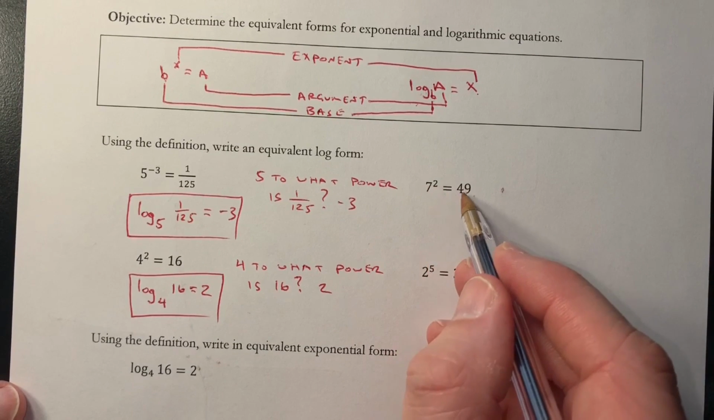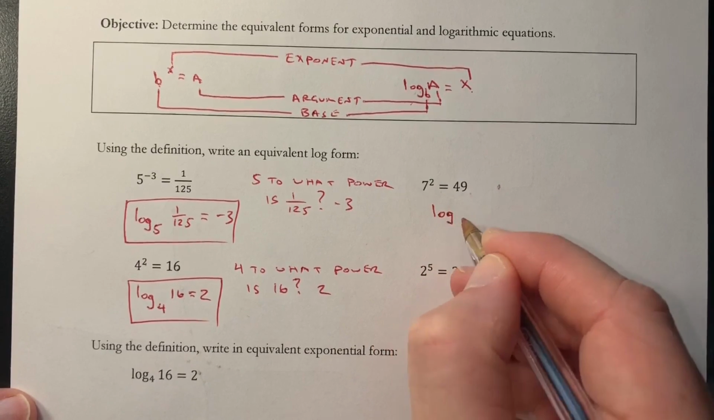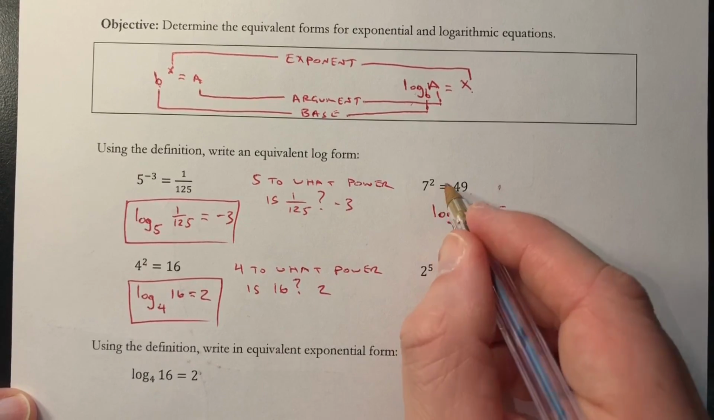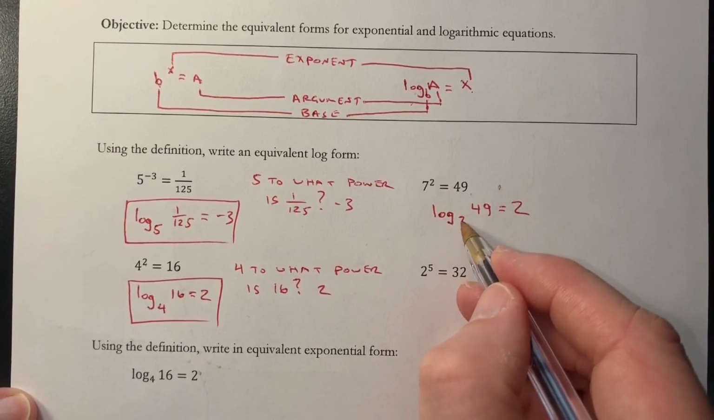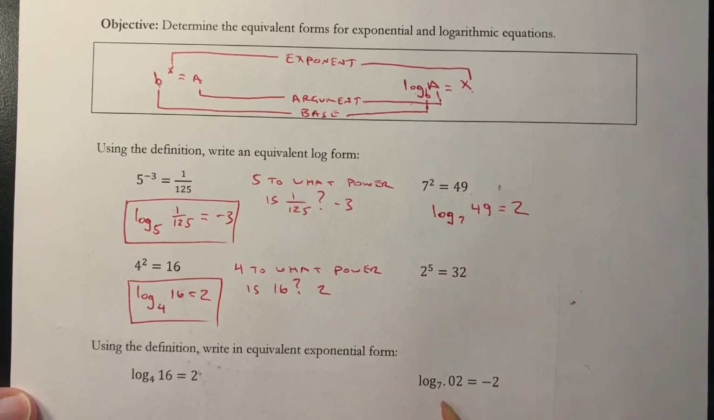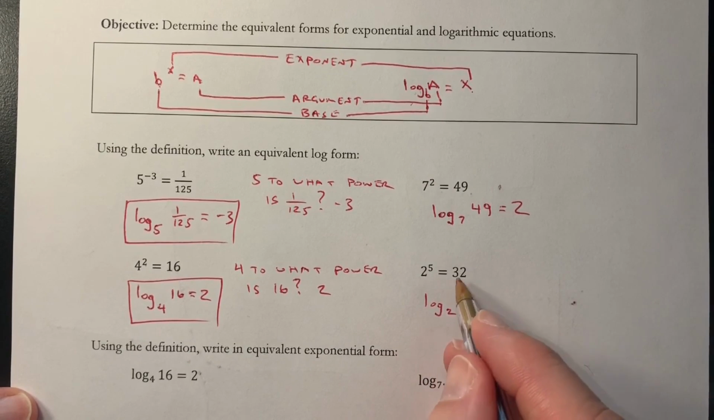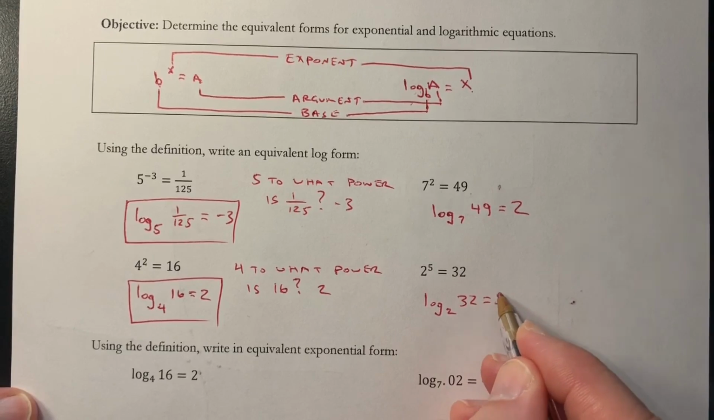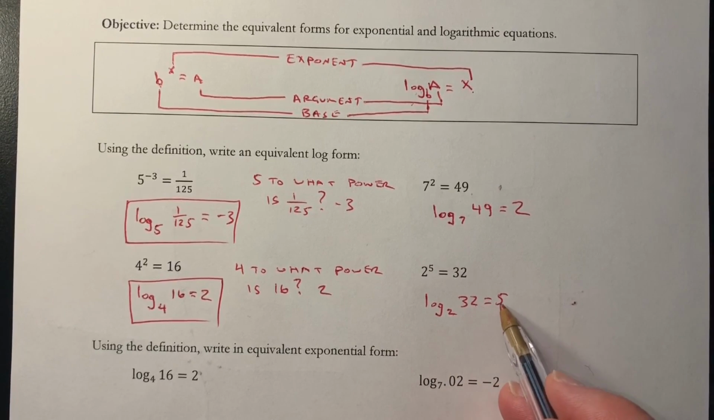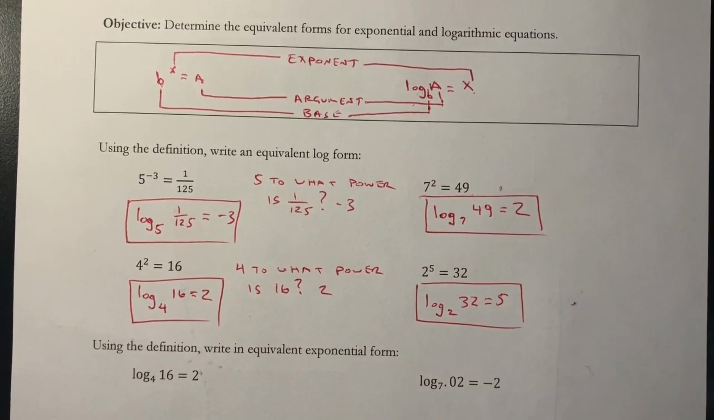So we have 7 to the second power equals 49. So we've got a base of 7, so that's log base 7, an argument of 49, and an exponent of 2. 7 to what power makes 49? The answer is 2. And then we have a base of 2, so log base 2 of the argument, 32, equals 5. So this one is asking 2 to what power makes 32, and the answer is 5. So these are the equivalent log forms.